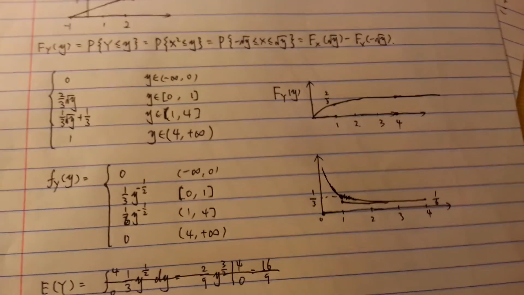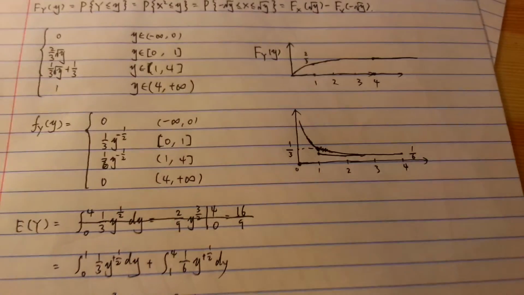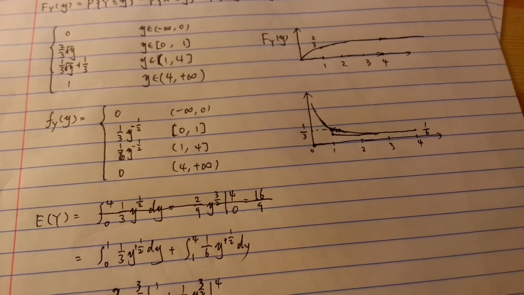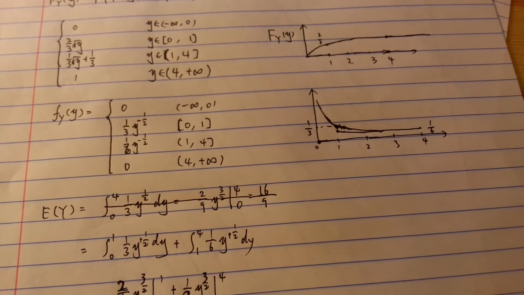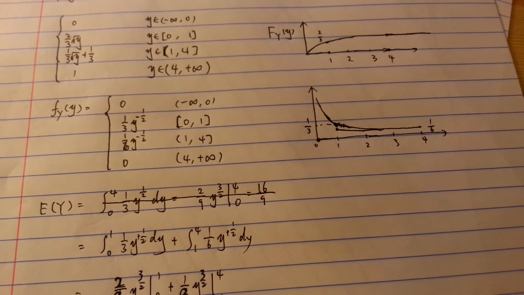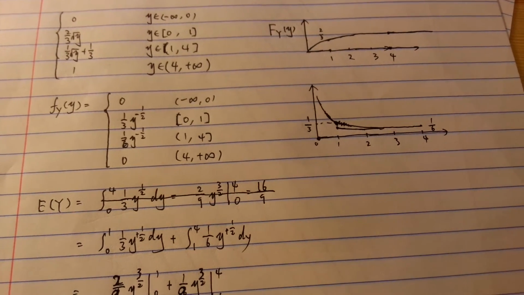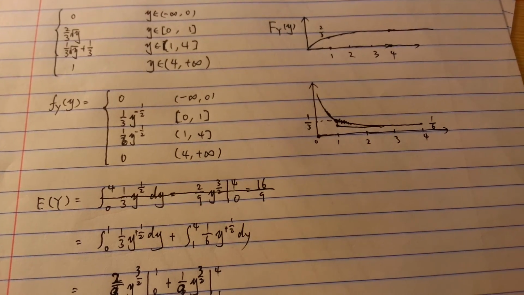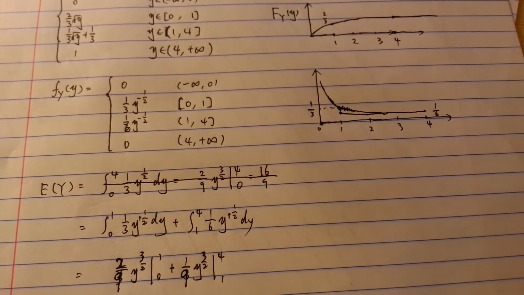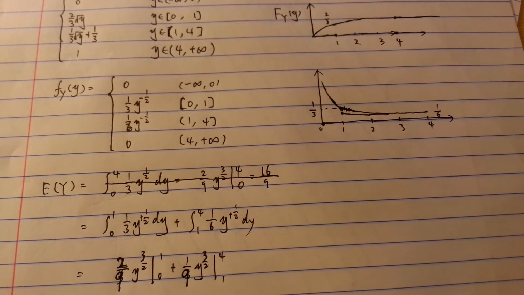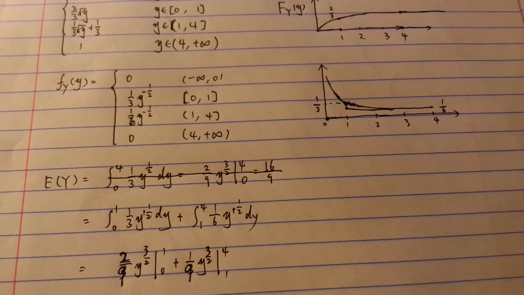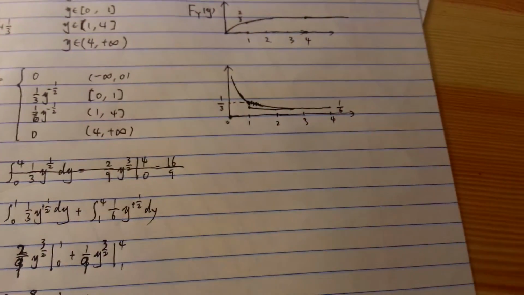Then we take a derivative of it, and we get the density function of Y. When y is smaller than 0 or bigger than 4, it is 0. When y is between 0 and 1, we get 1/3 times 1 over square root of y. And when y is between 1 and 4, we get 1/6 times 1 over square root of y. The figure is on the right of the paper.